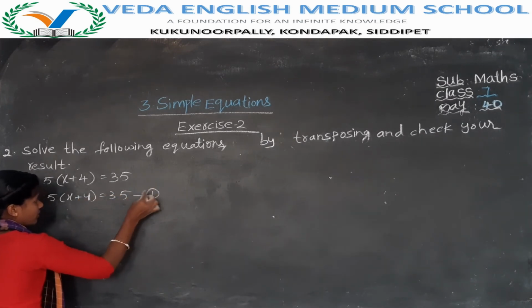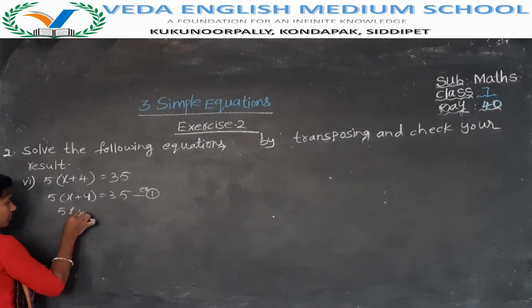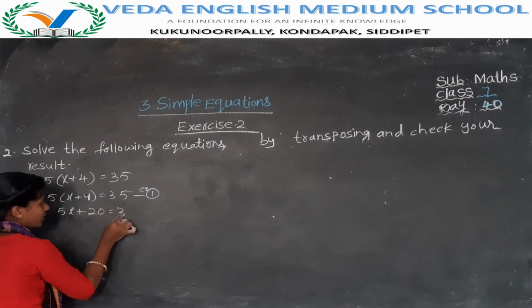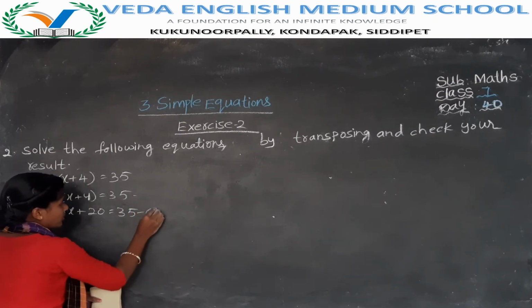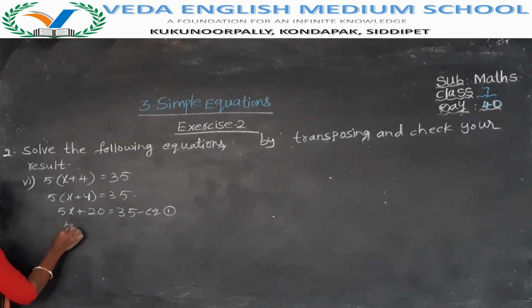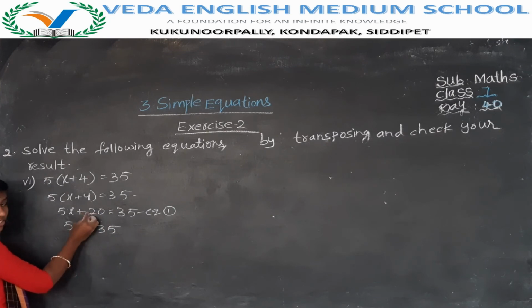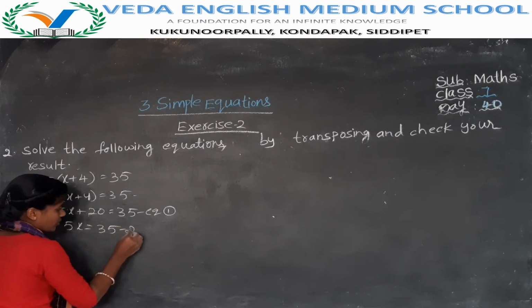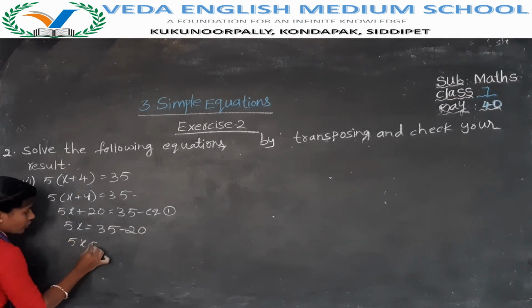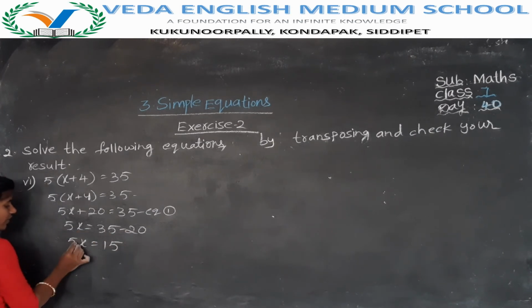Now it is equation 1. Now we have to multiply 5 into x, 5x plus 5 4s are 20 is equal to 35. Completed. Assume it is equation 1. Now find 5x is equal to, after the equal sign, the first number is 35. Now we have to send this plus 20 to the RHS side. On the LHS side this 20 is plus. When it goes to the RHS, it becomes minus 20. 5x is equal to 35 minus 20: 5 minus 0 is 5, 3 minus 2 is 1. 5x is equal to 15.